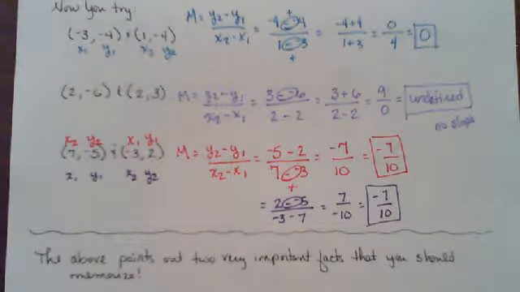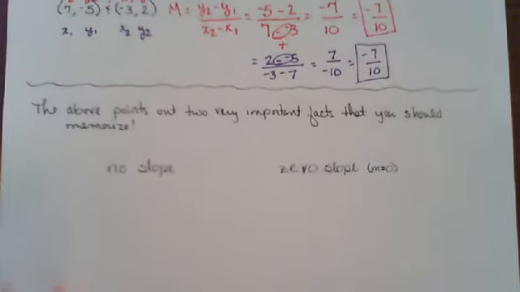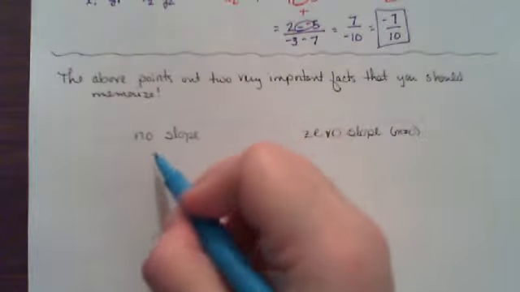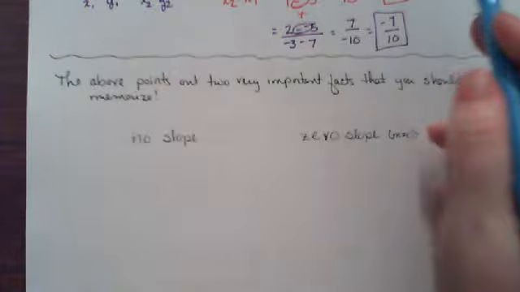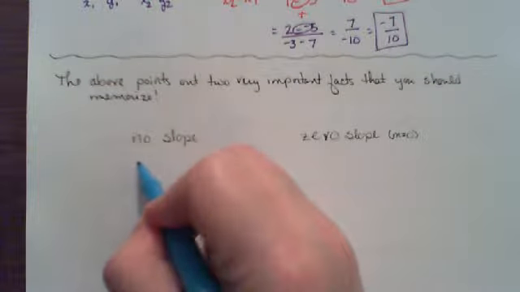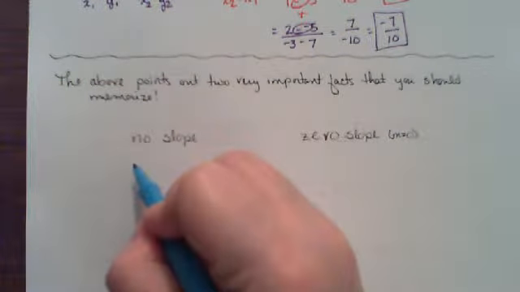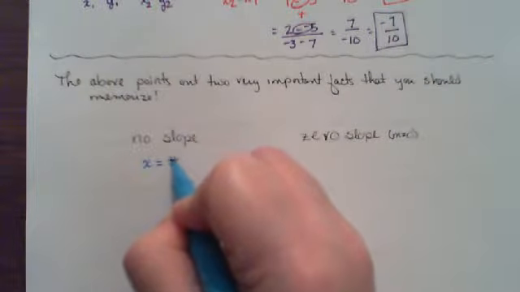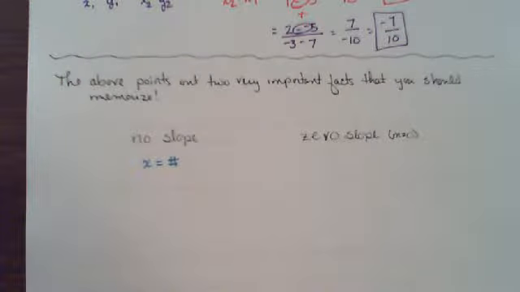Now, this brings up a couple of things you need to know. There are two very important facts that you should memorize. Very, very, very important facts. Oh, I gotta put this in blue. Sorry. No slope, which is what we got up there, is undefined. That means that it's going to have x equal to some number for its equation.